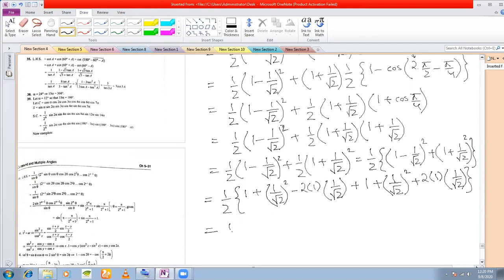Okay, so how much do you get? See that this and this cancel off. Okay, what remains? There remains a 2, 1 plus 1, and half plus half, right? So what you get is half of 2 plus 1, which is 3 by 2, which is equal to your RHS. That is what you have to prove here.